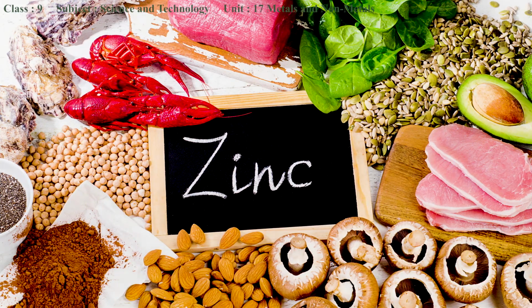So every metal that is essential for the human body, if we have to supply it to our body, the most easy way that we can do is by eating it. So there are certain foods that have a high amount of certain metals that are essential for our body.